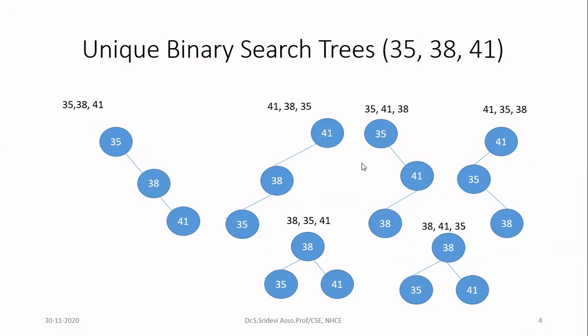So we have a formula to compute this also. So how to calculate the number of unique binary search trees possible?